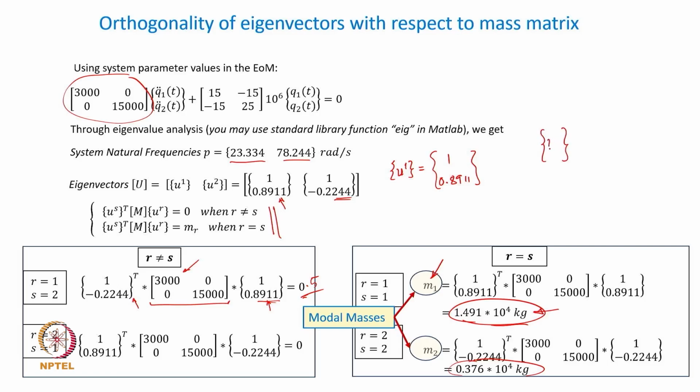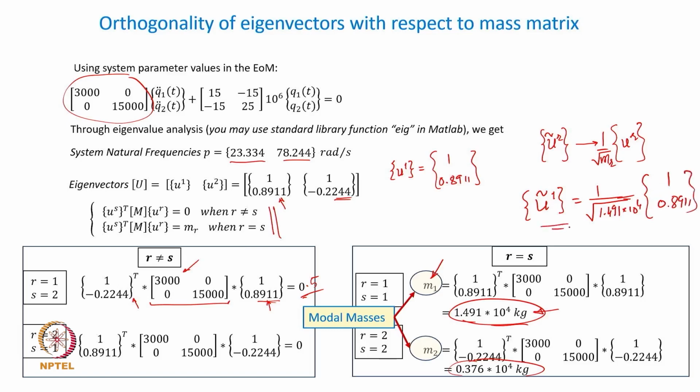How do you get that? If you want to get mass normalized, you have to divide it by the square root of the rth generalized mass, is it not? So, if I want to find the mass normalized first modal vector, I will be dividing it by the square root of 1.491 into 10 raised to power 4, and 1 0.8911. That is how I get the mass normalized first mode vector.